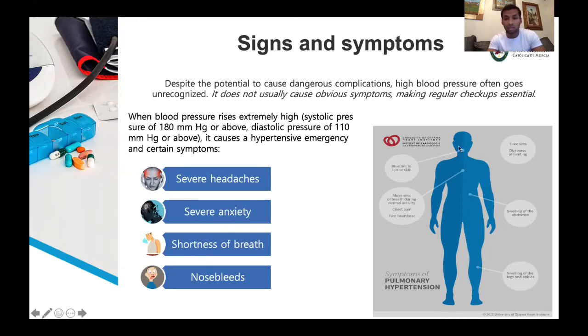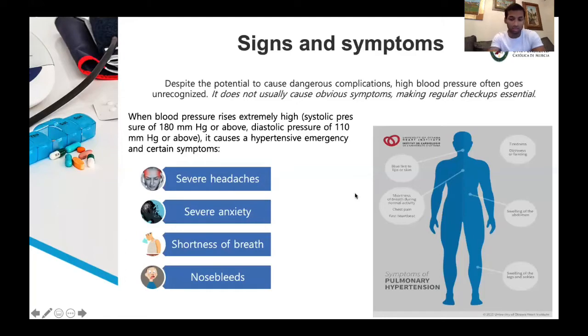As we see in this picture, it tells us more about the different kinds of symptoms, such as a blue tint to the lips or skin, tiredness, feeling dizzy or fainting. That's when our blood pressure really goes high, and we could feel it then. Also shortness of breath during normal activity, chest pain, fast heartbeat, swelling of the abdomen, and swelling of the legs and ankles.